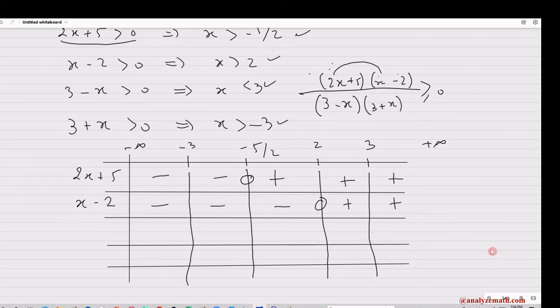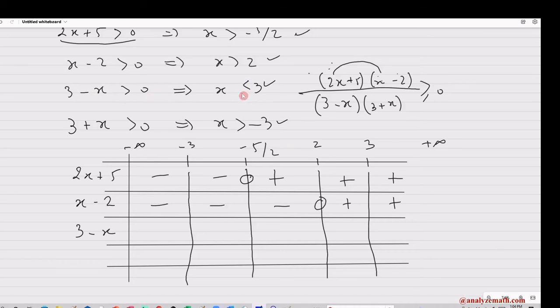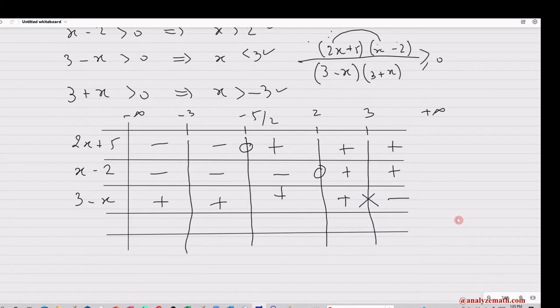Now let's go to the terms that make the denominator. 3 minus x. 3 minus x is positive when x is less than 3. Here is 3. Less than are these values, so here it will be positive. Here it will be negative. Now this value of x equal to 3 makes the denominator 0, so I put a cross. That means this value will not be accepted as a solution.